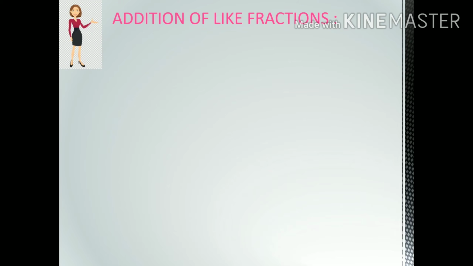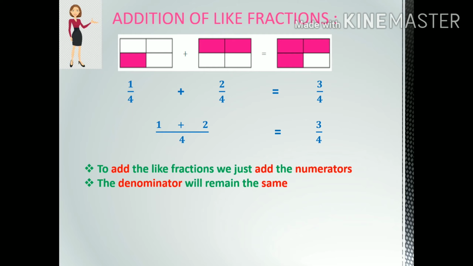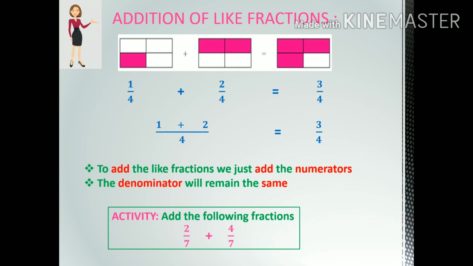Addition of like fractions. In this figure we have 1 upon 4 plus 2 upon 4. If we add them together, we get 3 upon 4, as we can see in the figure. So to add the like fractions, we just add the numerators. The denominator will remain the same. The activity for you is add the following fractions.